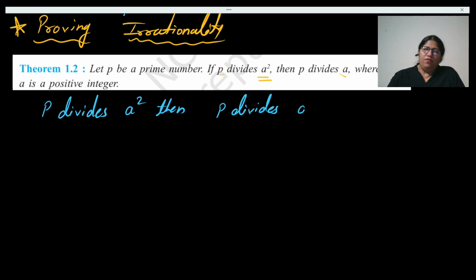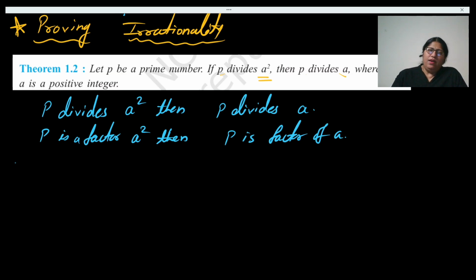What is the other meaning of this? If p is a factor of a square, then p will be a factor of a as well. Now if I take one example, a square means any number which is in square form. So I can take 6 square, 4 square, 5 square, anything. If I take 5 square, I can also write this as 25. See, 5 square is nothing but 25.